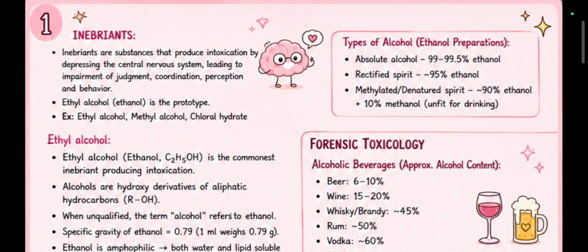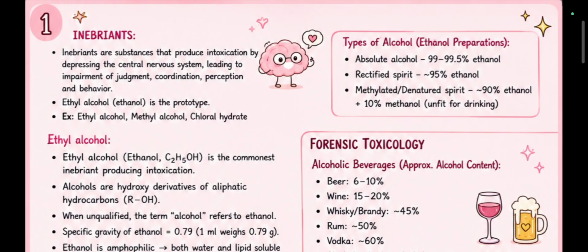What are inebriants? Very new word. Inebriants is a formal classification under which there are substances that produce intoxication by depressing the CNS, leading to impairment of judgment, coordination, perception, and behavior. Ethyl alcohol is the prototype, and examples of inebriants are ethyl alcohol, methanol, which is methyl alcohol, and chloral hydrate.